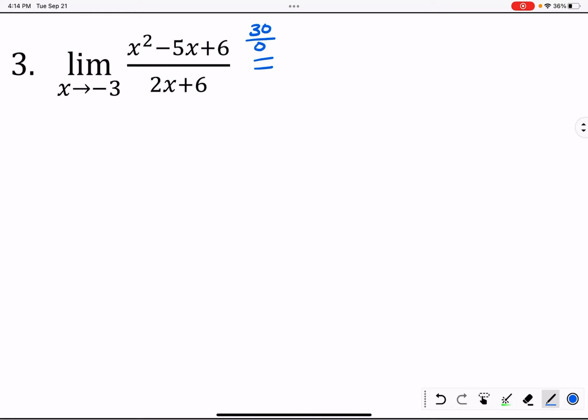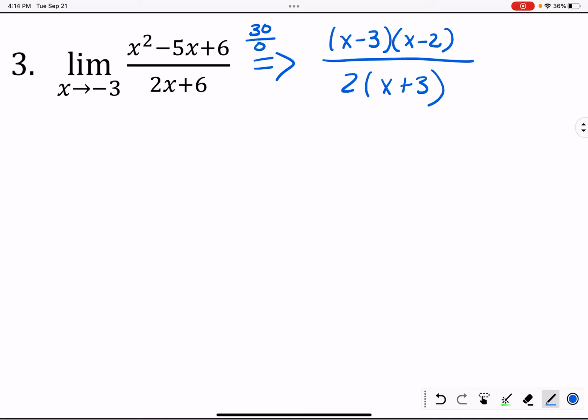Okay, so I'm going to factor this first. So instead of an equal sign, I'm just going to do an arrow just so I can get my thoughts out. So if you factor this, this is going to be x minus 3 times x minus 2 all over 2 times x plus 3. All right, we're just factoring the quadratic and then pulling out 2 in the linear denominator. All right, just makes things easier when you plug in. So let's go from the left.